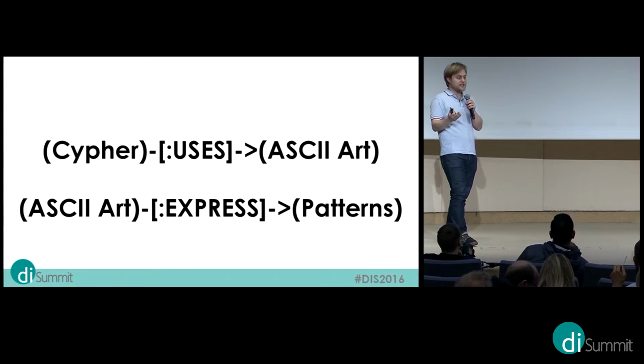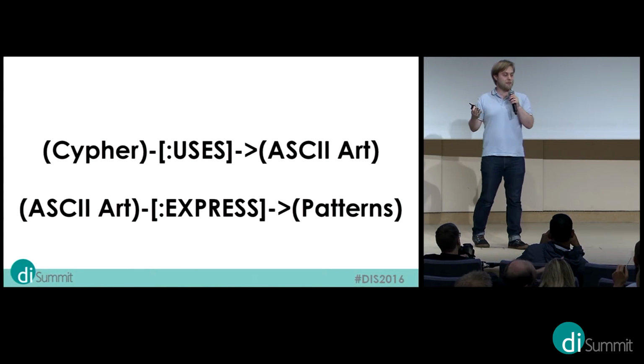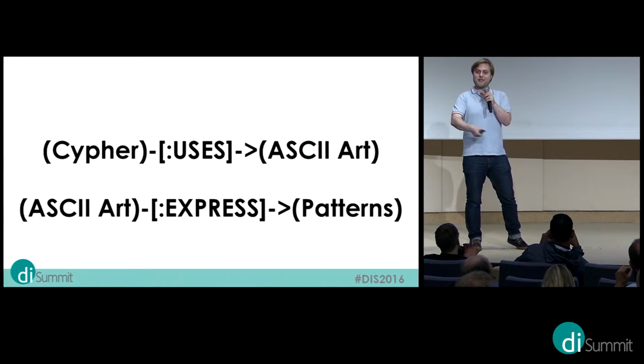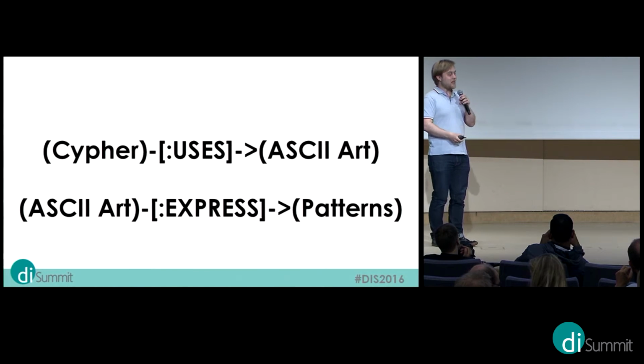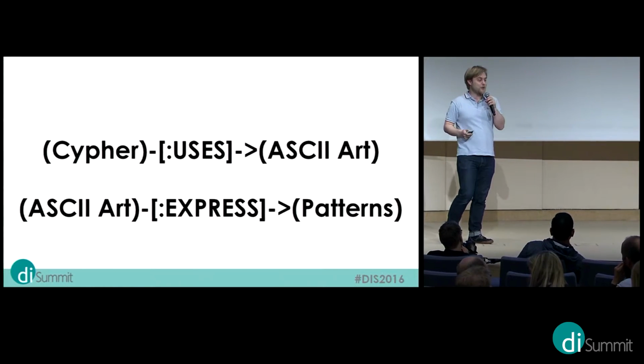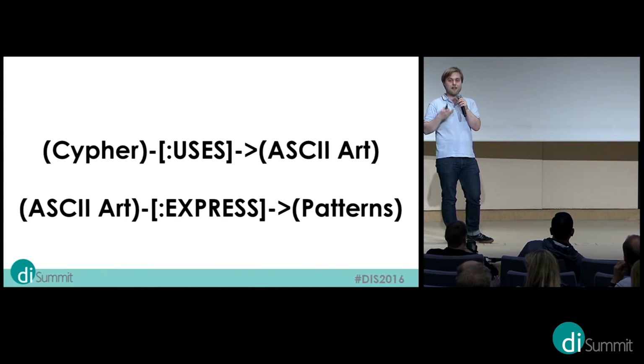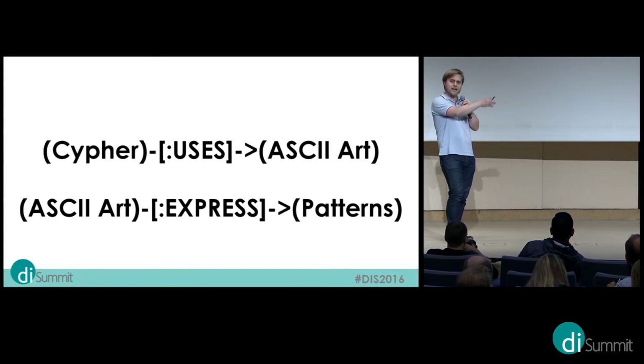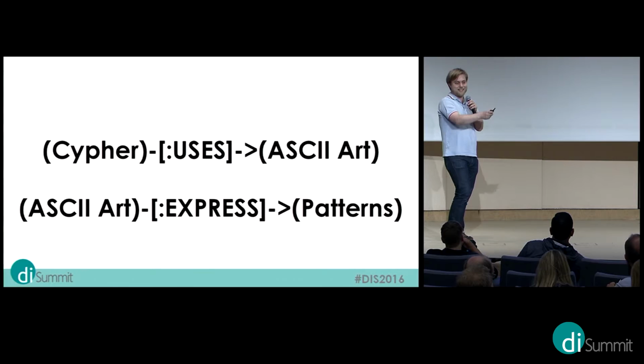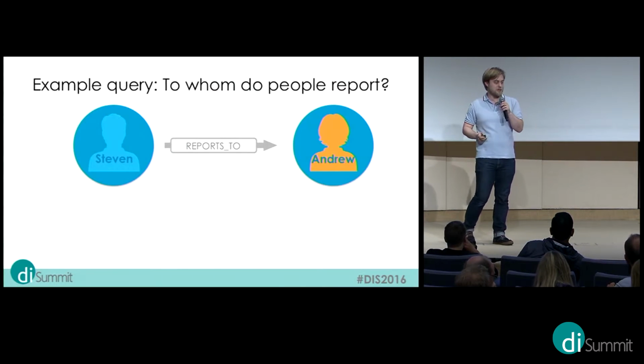And to express these patterns, we use cute ASCII art. So the parentheses here represent nodes, and the hard brackets are information about the relationships. So it kind of looks like a graph, but in text. And this is how we express patterns.